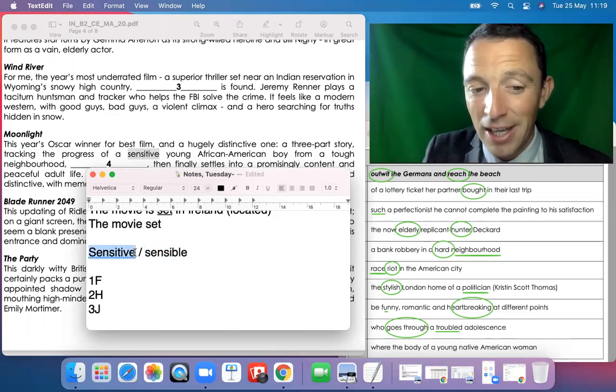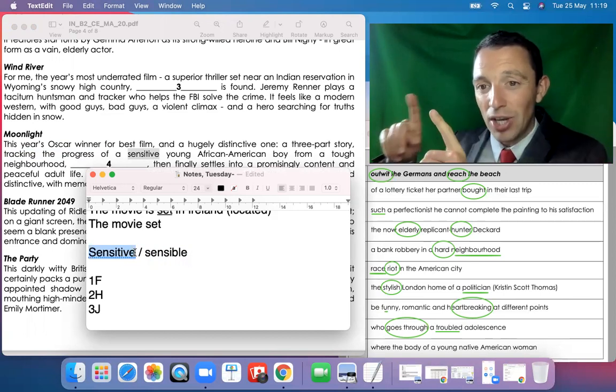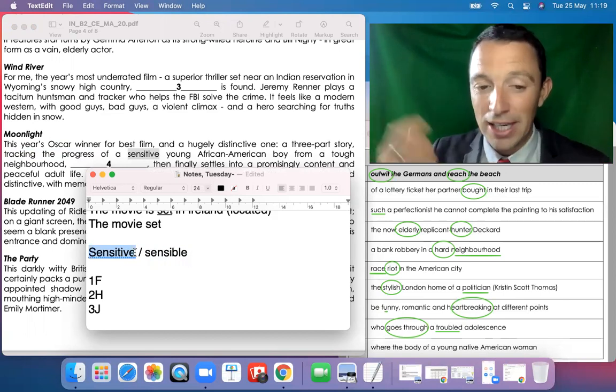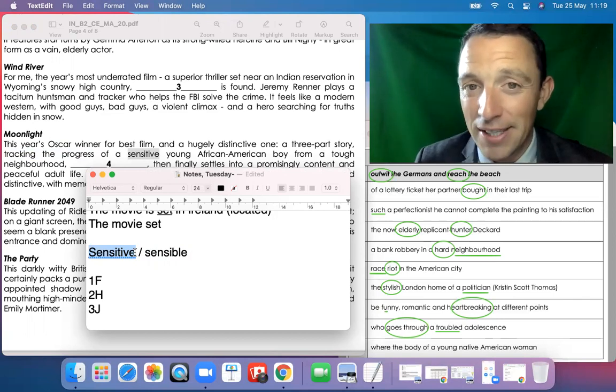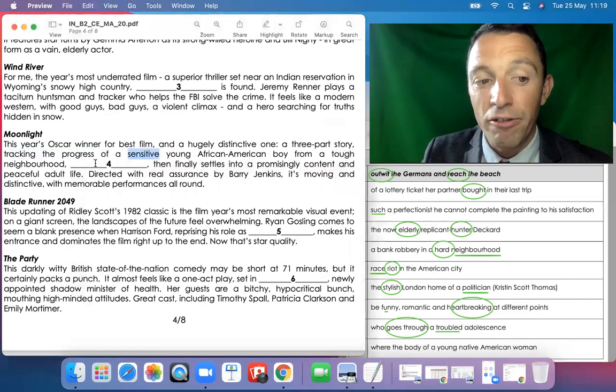But sensitive is maybe more emotional. So there's a big, big difference. And particularly in Spanish, it's a false friend. So you need to be very clear with the differences between sensitive and sensible. Okay. Boy from a tough neighborhood.